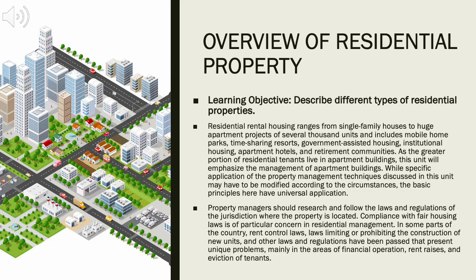Overview of residential property. Learning objective: describe different types of residential properties. Residential rental housing ranges from single-family houses to huge apartment projects of several thousand units and includes mobile home parks, time-sharing resorts, government-assisted housing, institutional housing, apartment hotels, and retirement communities. As the greater portion of residential tenants live in apartment buildings, this unit will emphasize the management of apartment buildings.